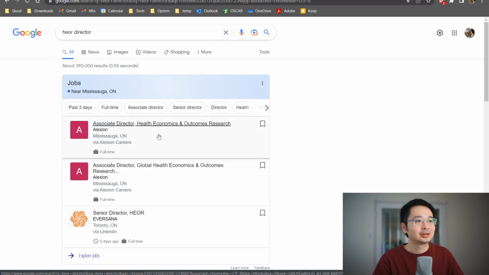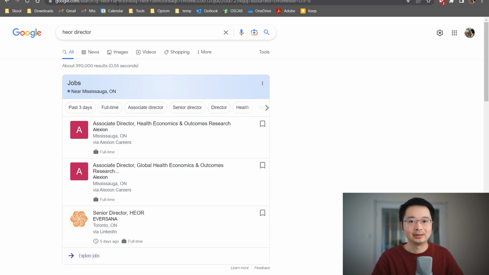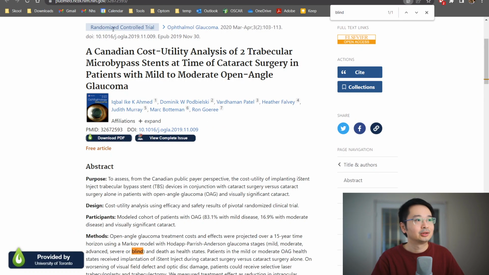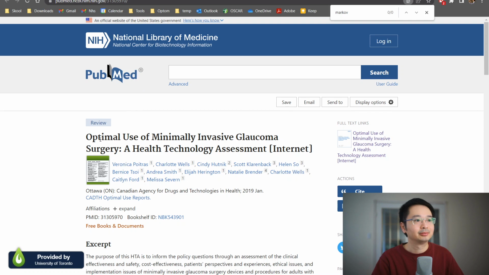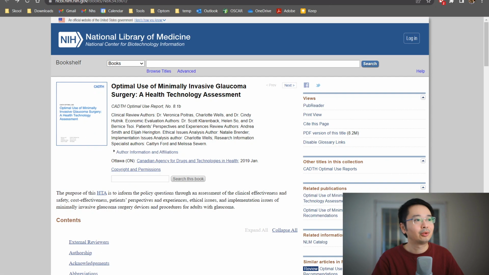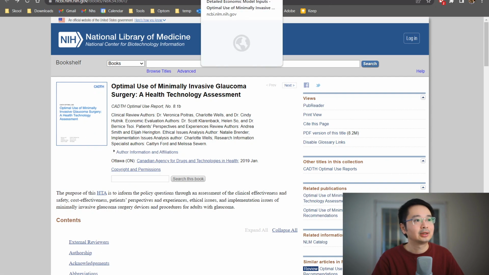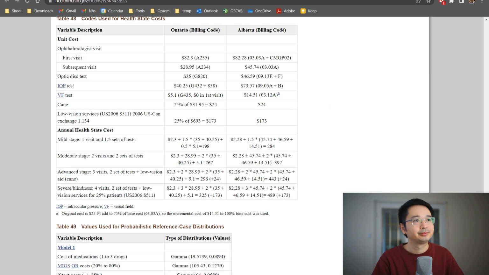And what does health economics outcomes research look like? And how does it work in the ophthalmology space? First, I'm going to limit today's discussion just to Canadian health economics research, and specifically in ophthalmology. There's literally a book about this, and it's on PubMed. I'm going to fly through a couple of chapters, but I think the most helpful one is actually a table from this book.